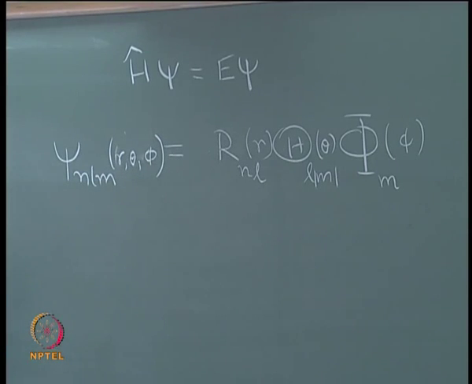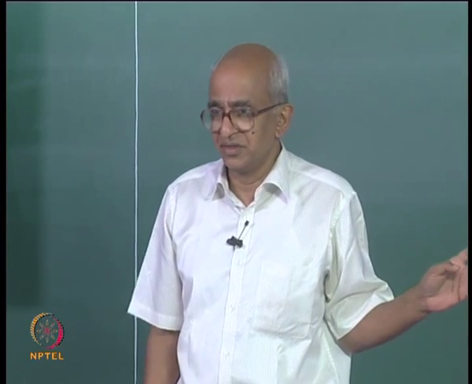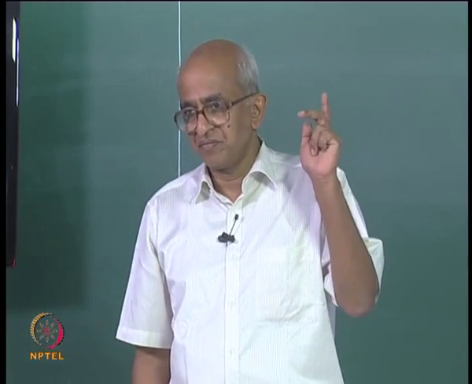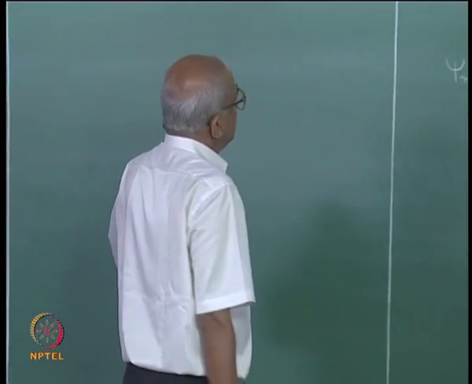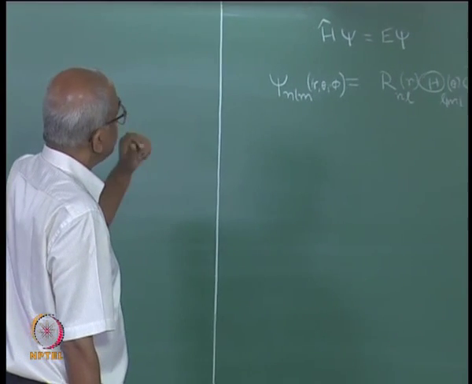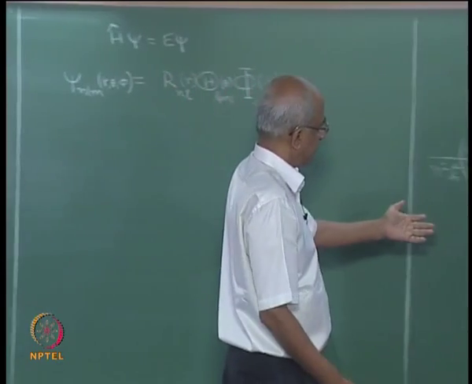Again, I would also like to stress that there are only three quantum numbers that have come out of the solution, only three: n, L and m. Okay. And the allowed energy levels are given by this expression.